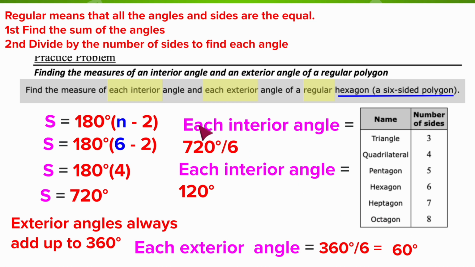If you notice, I fixed some of the labels here because this just said each angle. I wanted to make sure you knew that each interior angle is 120 and each exterior angle is 60 degrees, because they're asking us for both pieces here. So this is how you find interior and exterior angles using the angle sum formula for a convex polygon. I hope that helped, and I'll see you in the next video.